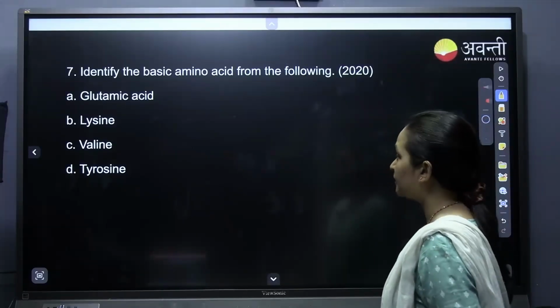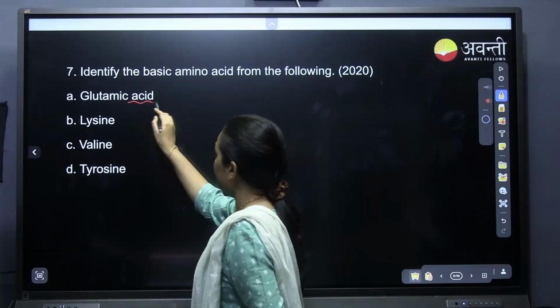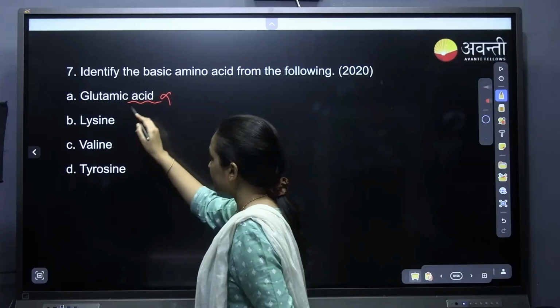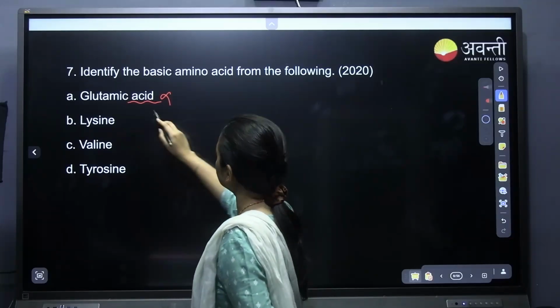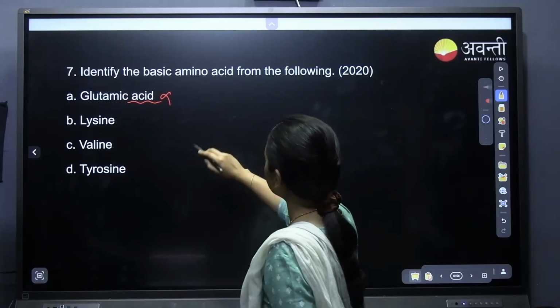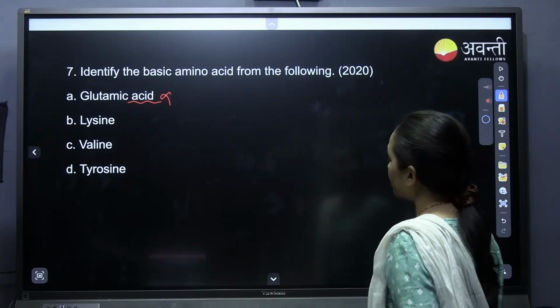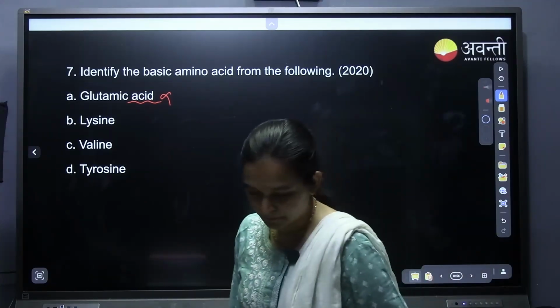Identify the basic amino acid from the following. Glutamic acid, in the name itself there is an acid, which means this is not the basic one. Lysine. We need to find the basic amino acid. Arginine and lysine, yes, both are.